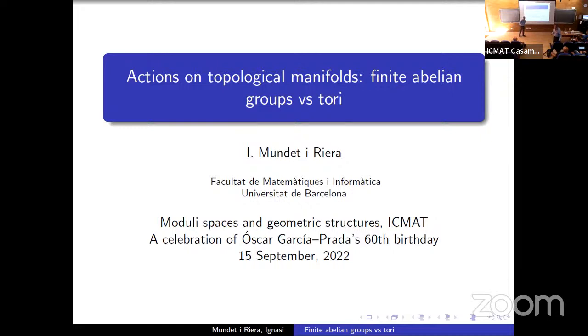Ignasi. Okay, so I'm really very happy and very honored to be here and to give a talk in this conference. So thank you very much for the invitation. And I had a great fortune of being a student of Oscar. This was many years ago, more than 20 years ago.